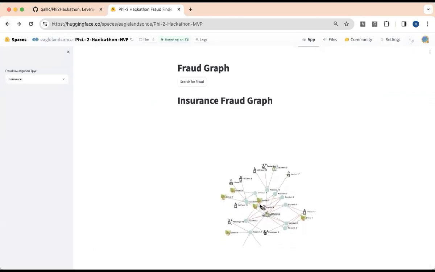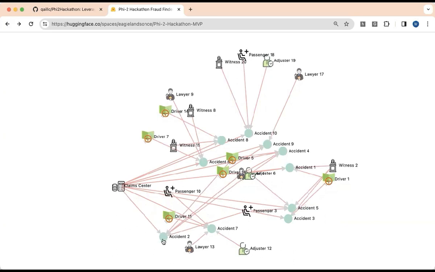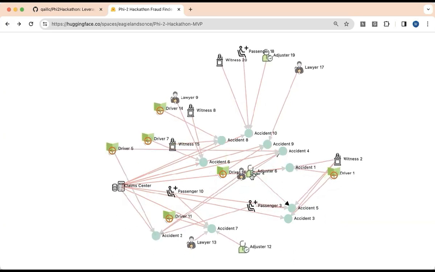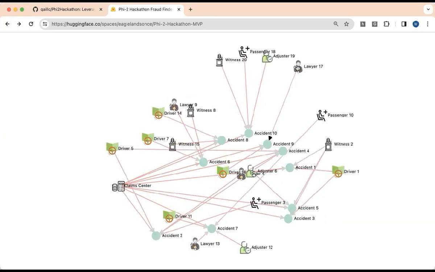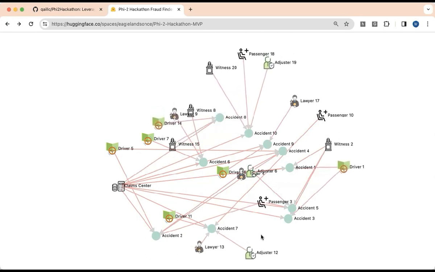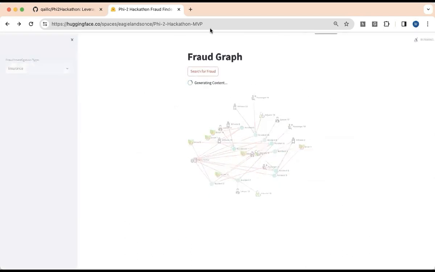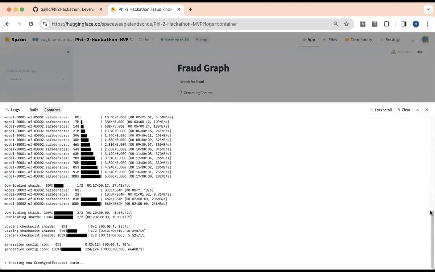Running the application, we see our graphs appear, and there's our claim center with our 10 accidents. And you can see there's various players. There's drivers and lawyers, adjusters, and witnesses, all in this very complex scenario. But Phi-2 has no problem. It easily looks at all the interconnections and determines if there's fraud.